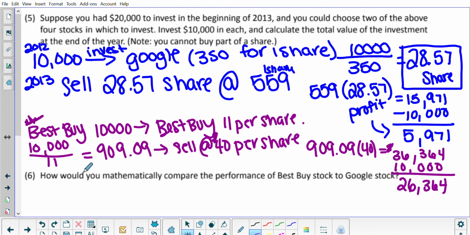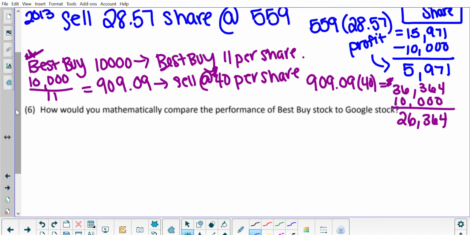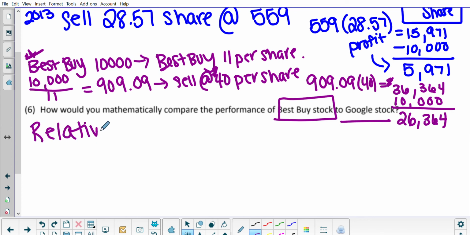Now, who wants to do all this? Not me. This takes forever. So we can mathematically compare the performance of Best Buy stock to Google stock. Here we're comparing our profit. But if I want to just compare my Best Buy stock to my Google stock, all I need to look at is my relative change.